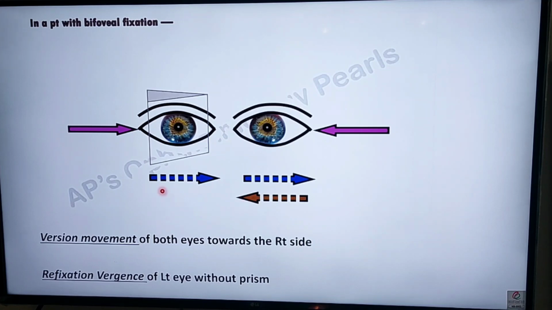So if you sum it up, if you place a prism in front of the right eye, there is an initial version movement, which means the eyes are moving in the same direction. In this case, this is the left. But in order to regain fixation by the left eye, there will be a vergence movement, which means now the eyes are moving in the opposite direction. In this case, it will move slightly towards the right.